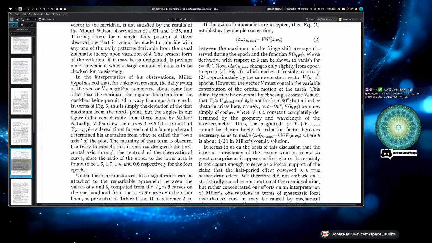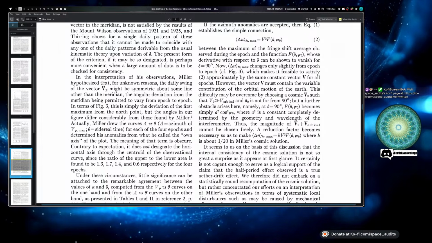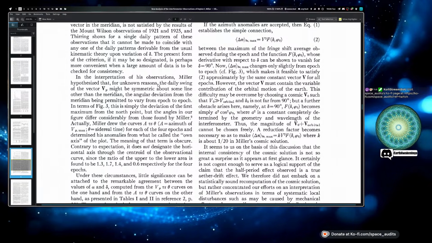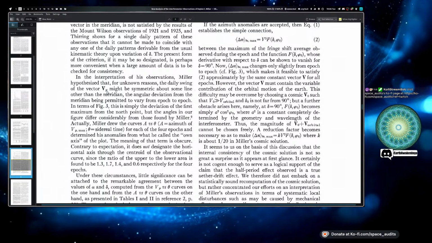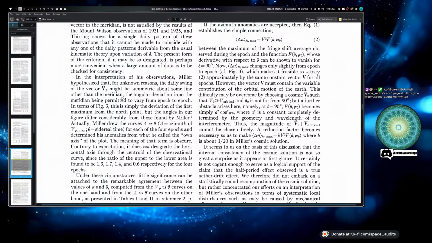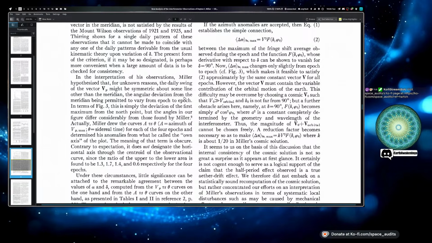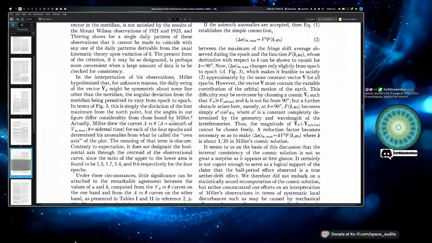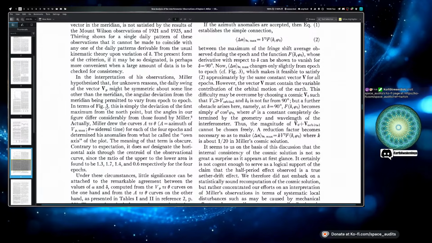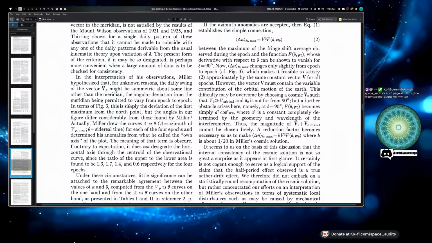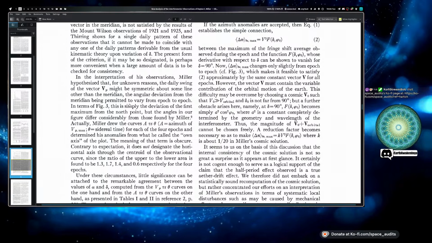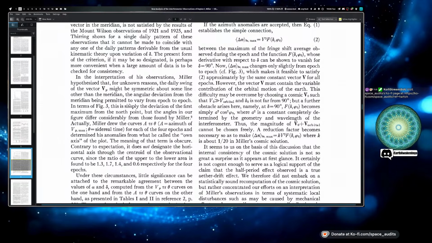In the interpretation of the observations, Miller hypothesized that for unknown reasons, the daily swing of the vector v sub p might be symmetric about some line other than the meridian, and the angular deviation from the meridian be permitted to vary from epoch to epoch. In terms of Figure 3, this is simply a deviation of the first maximum from the north point, but the angles in our figure differ considerably from those found by Miller.